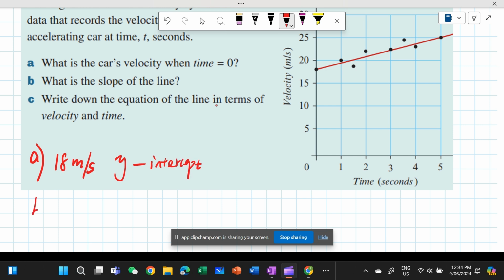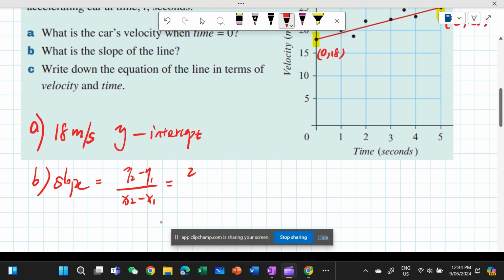And question B. What is the slope of the line? Now we can do rise over run. So we highlight those two numbers. Okay, now we can substitute the points: (5, 25) and (0, 18). So slope equals y2 minus y1 divided by x2 minus x1. That equals 25 minus 18 over 5 minus 0, so that equals 7 over 5, which equals 1.4. That is your slope.